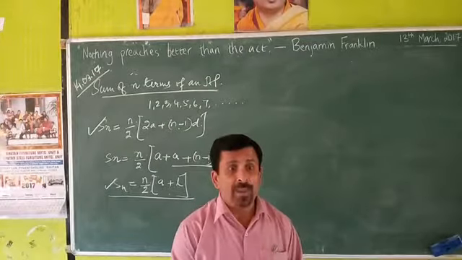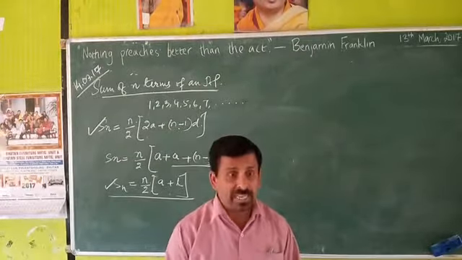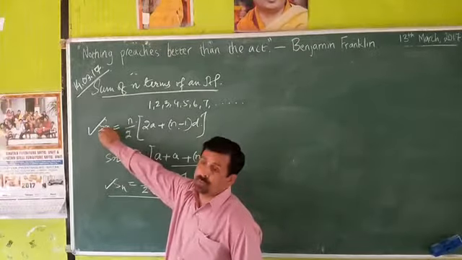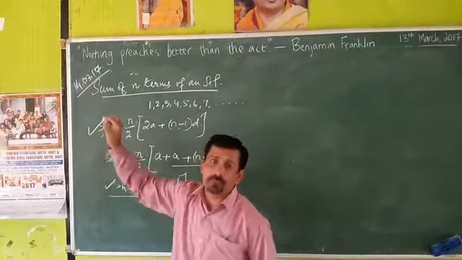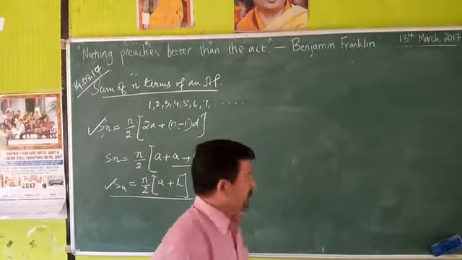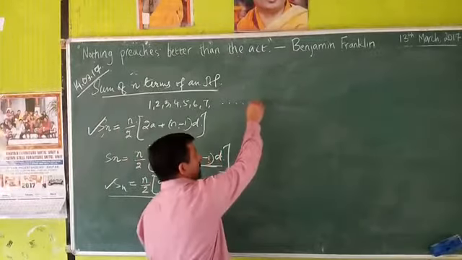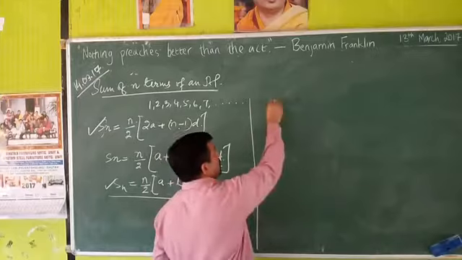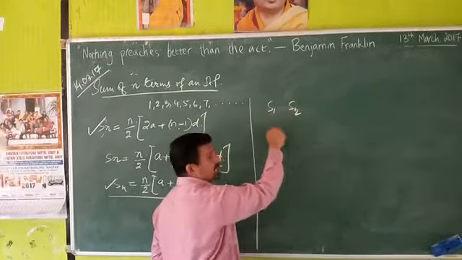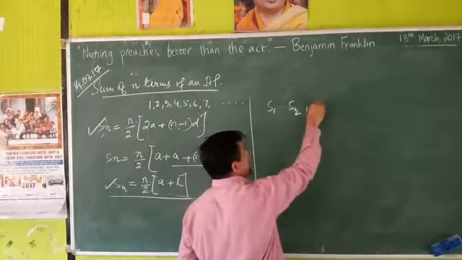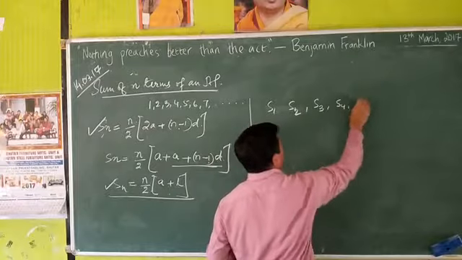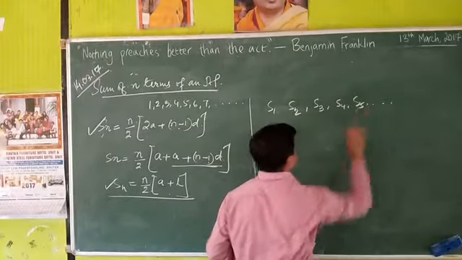We can also find out a particular term of a series if we are given the sum, that is, if we are given in terms of sum of n terms of the series. Is it okay? Yes, sir. So if we have to do that, then we can have S1, the sum of one term of the series. This is S2, the sum of two terms of the series. Similarly, we can write S3, S4, S5, and so on.